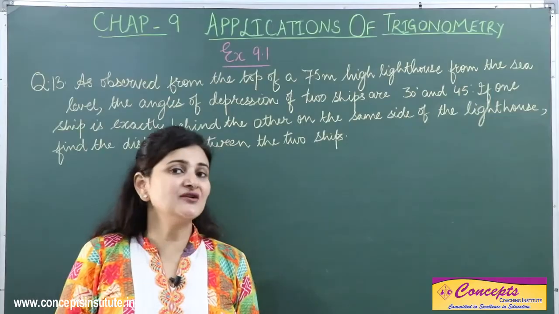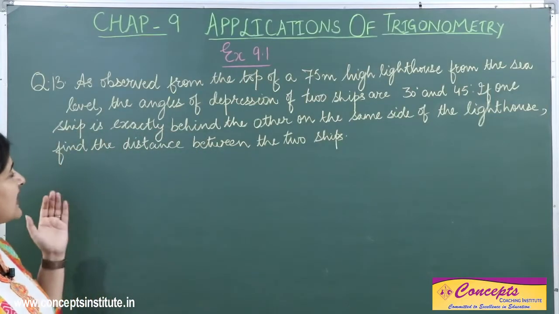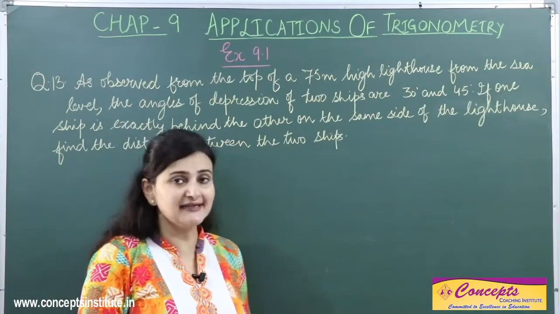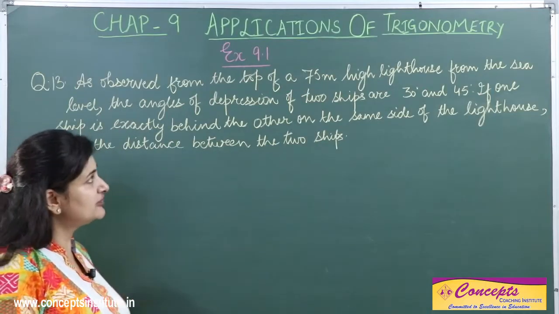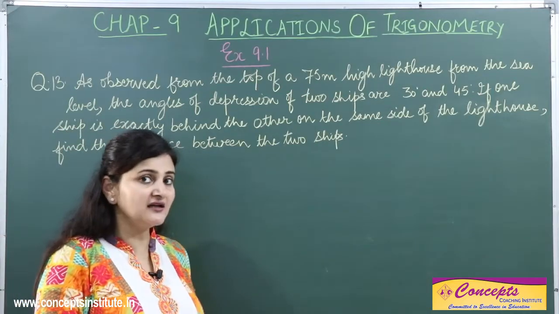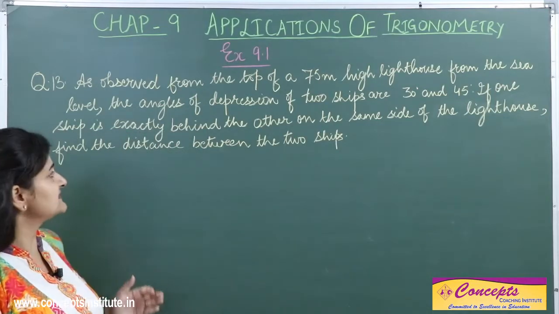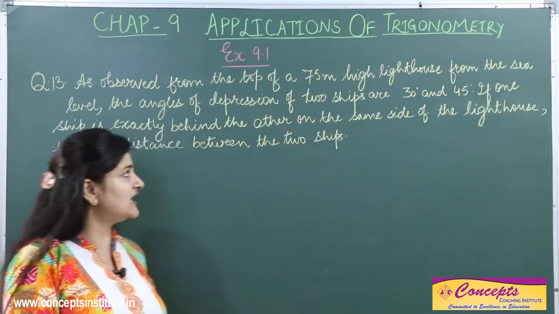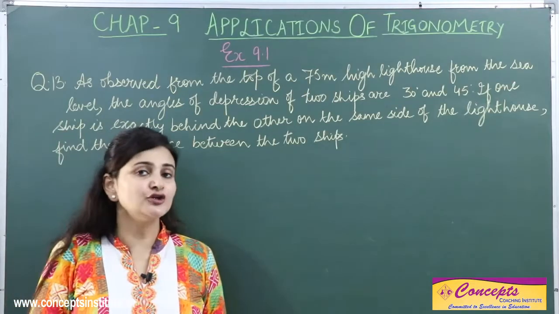Okay students, now let's look at the next question, that is question number 13. As observed from the top of a 75 meter high lighthouse from the sea level, the angles of depression of two ships are 30 degree and 45 degree. If one ship is exactly behind the other on the same side of the lighthouse, then we are supposed to find the distance between the two ships.